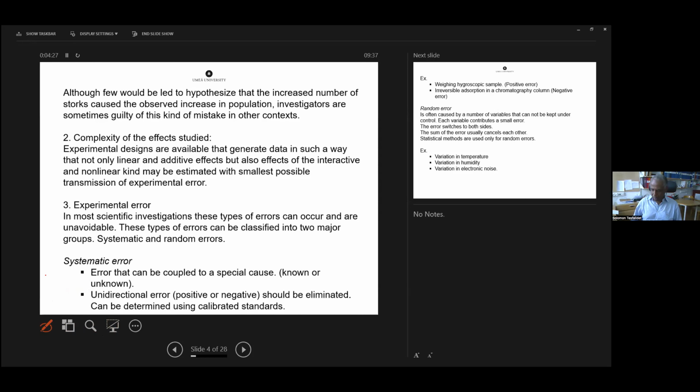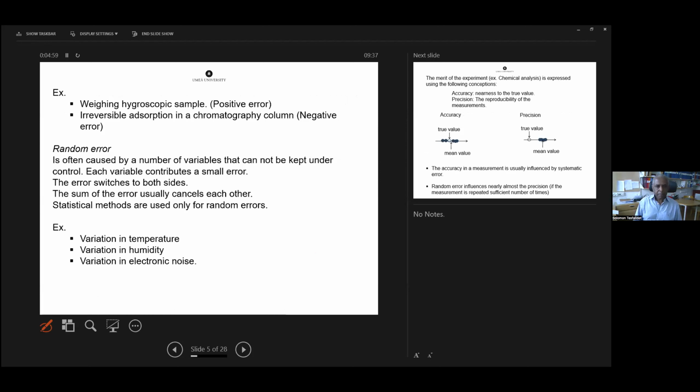You can get, for example, an increase all the time, or a decrease in your results. It doesn't go back and forth. If it goes back and forth, then it means that you have a random variation. But if it declines all the time or increases, then you can suspect that you have some sort of systematic error in your measurement. For example, weighing a hygroscopic sample gives a positive error, and irreversible absorption in chromatography gives a negative error.